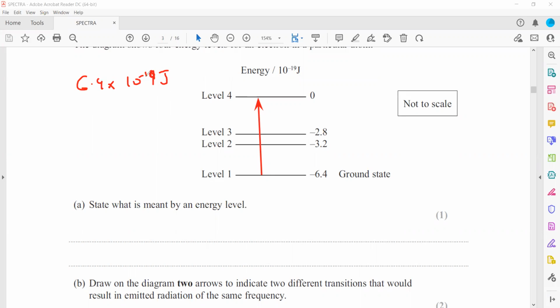But in the question they're asking electron volt, like how many electron volt. So 1 electron volt is equal to 1.6 into 10 to the power minus 19 joule. So if we have 6.4 into 10 to the power minus 19 joule, how many electron volt will there be? X, cross multiply.